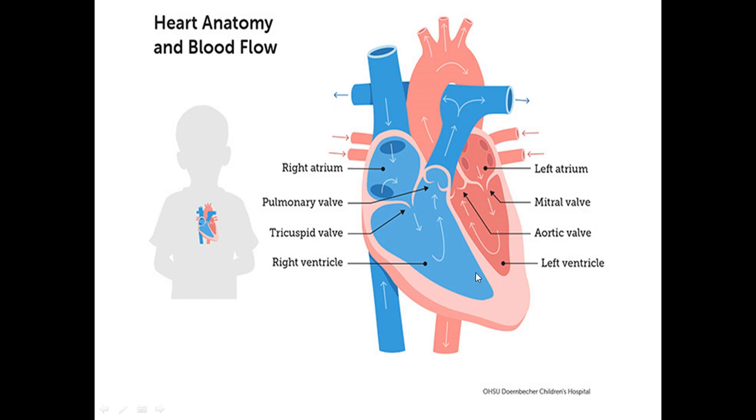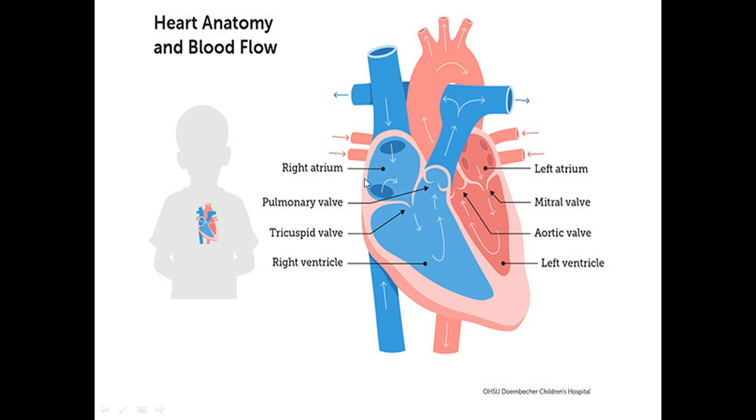Now let's come to the right side of the heart. The right side of the heart, we said earlier, contains oxygen deficient blood, that is deoxygenated blood. It also has two chambers, the right atrium and the right ventricle.